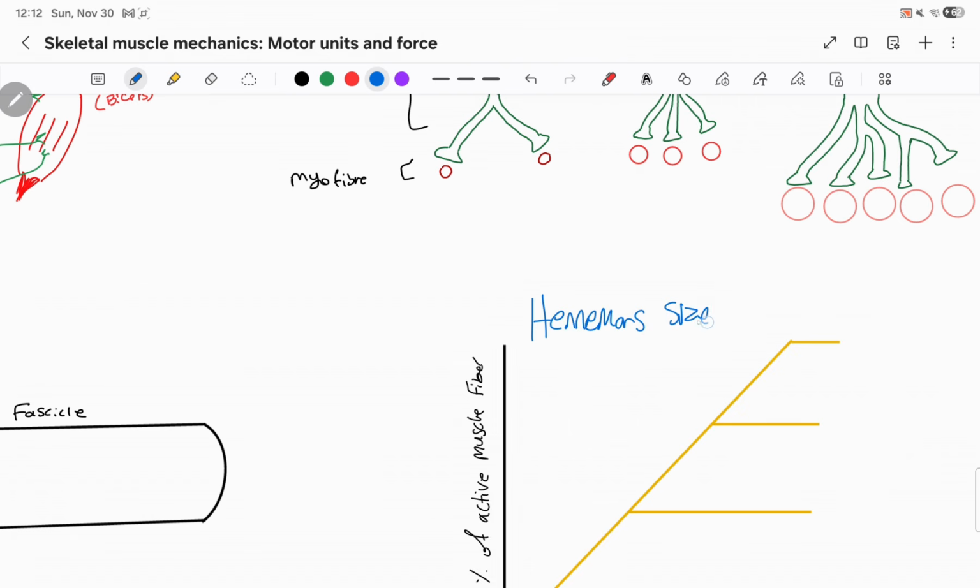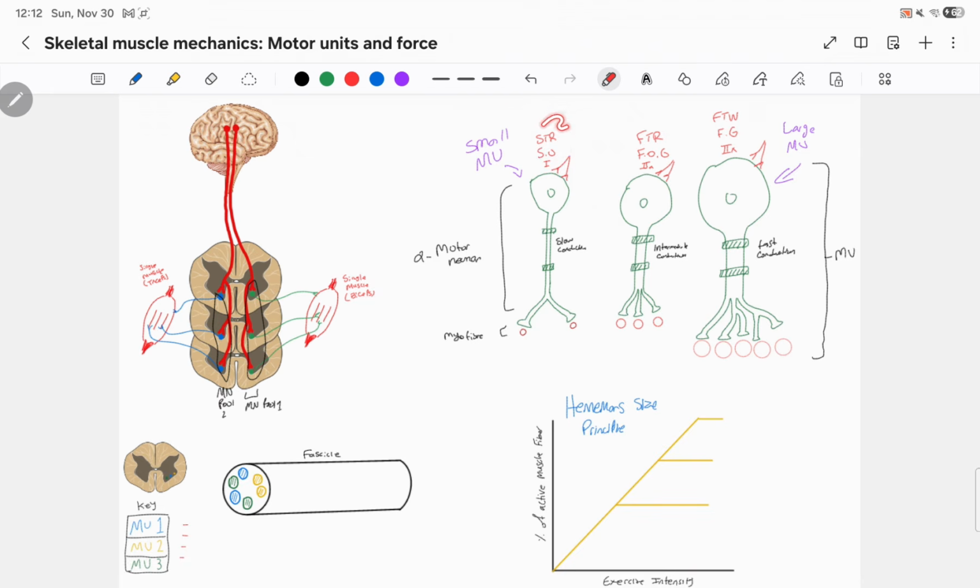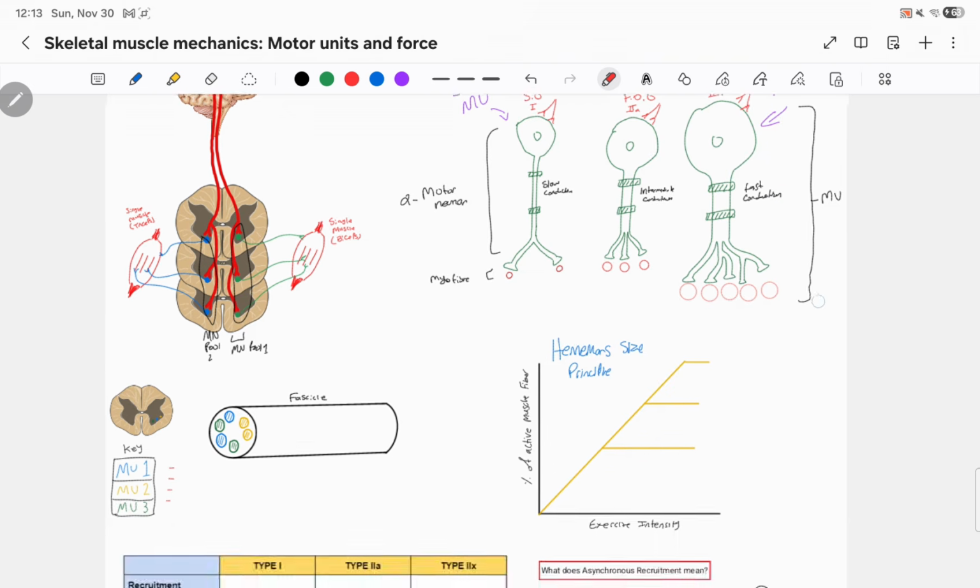Henneman's size principle describes the principle that motor units are recruited from small to large based on their recruitability and their threshold. Remember, we said these guys have a low threshold, these guys have a high threshold, so they're harder to recruit, they require more effort, right? That's important. Effort is important here. So the motor units are recruited according to their magnitude of force output and their recruitability, all right? From smallest to largest.